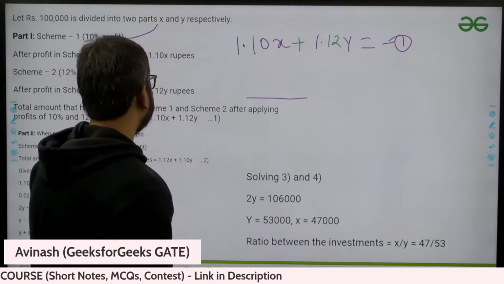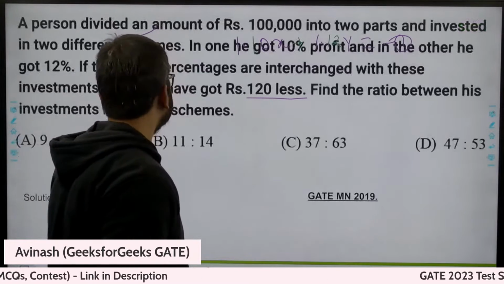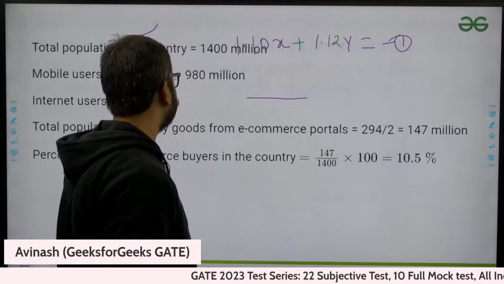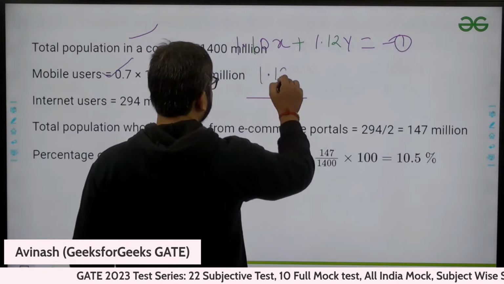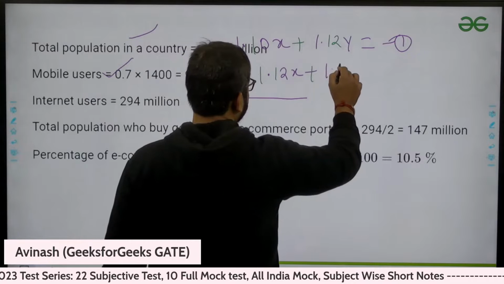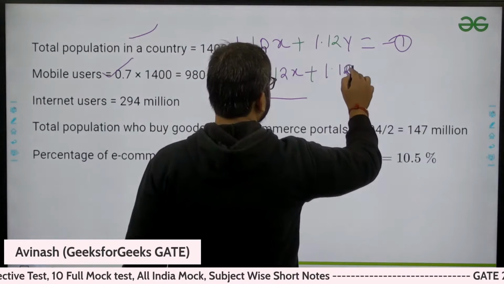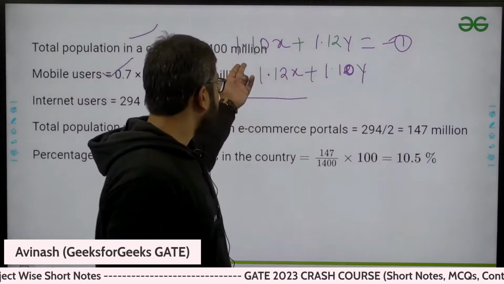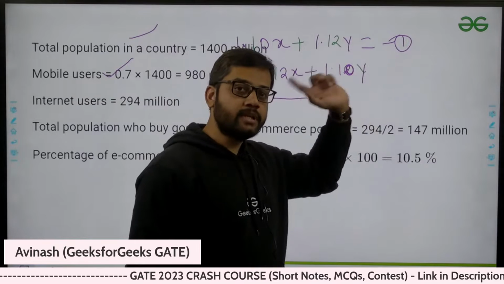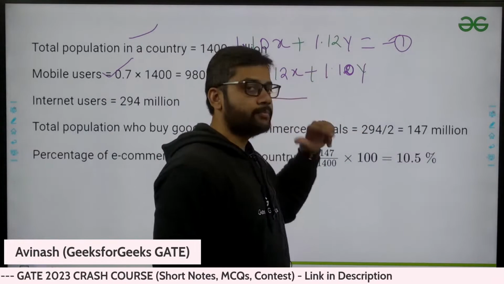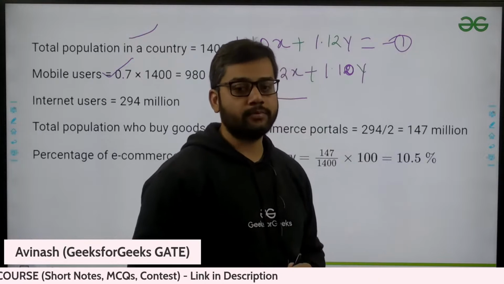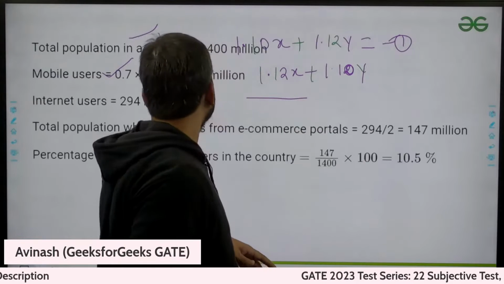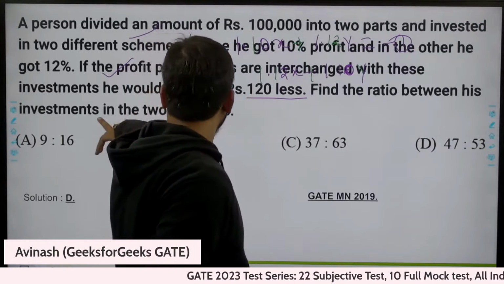The next scheme is when we interchange the profit percentages. Now if I am interchanging this profit percentage, it means 1.12x plus 1.10y. I have just interchanged. So the first one is 1.10x plus 1.12y, and once we interchange, it is 1.12x plus 1.10y. In that case, the difference is equal to what? 120. The difference would be 120.